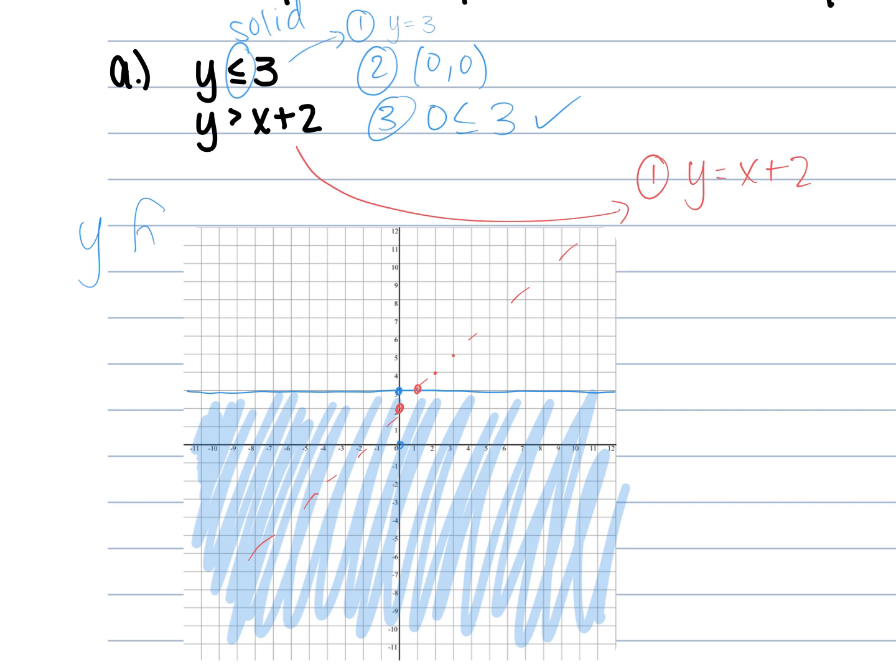Okay, what was step number 2? Pick a point. What point do you want to use? 1, 1. Perfect. Pick 1, 1. That's right there. You plug it into the inequality. You're going to get 1 is greater than 1 plus 2. Is 1 bigger than 3? No. If it fails, Juliana, which side of my line do I then shade? The top. Very good.